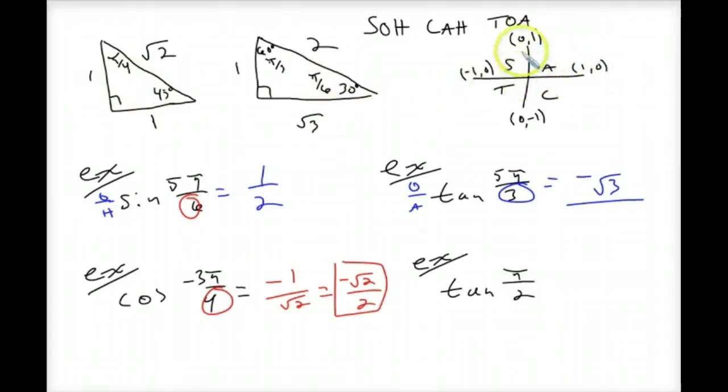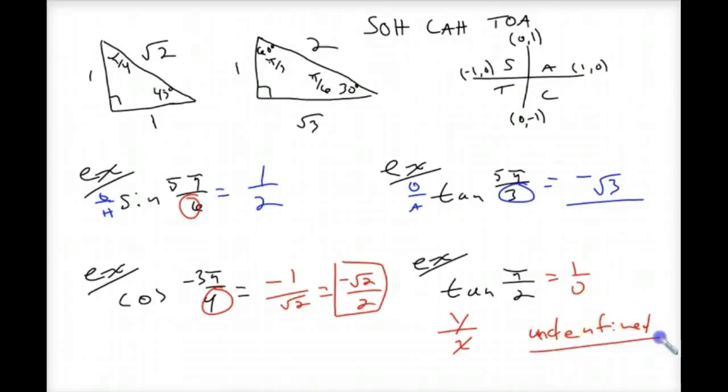So if pi over 2 is right here, I know that tangent is y over x. And if I'm at pi over 2, then I have 1 over 0. So if this is 1 over 0, I cannot divide by 0. So this is undefined. So you cannot divide by 0, so you would actually have undefined.